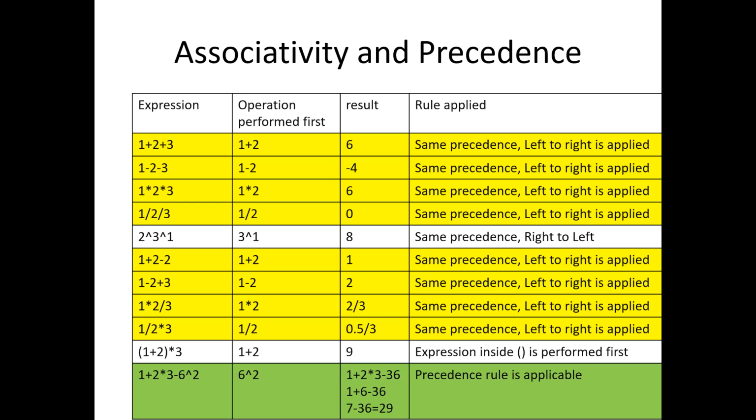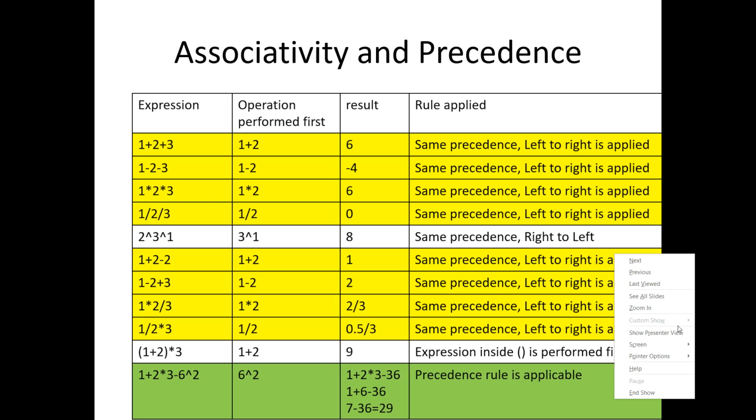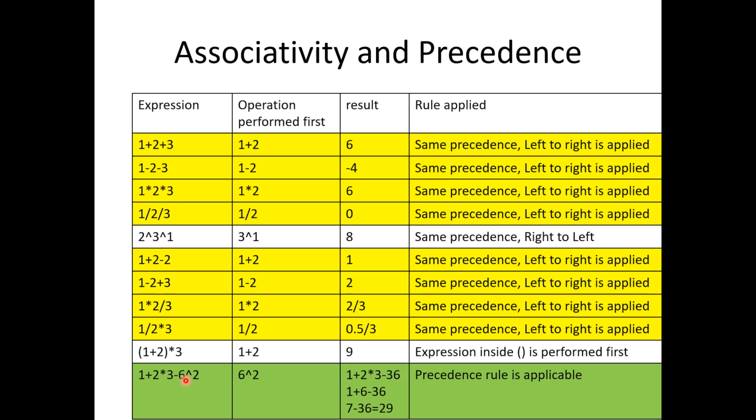In the last example, 1 plus 1 plus 2 into 3 minus 6 power 2. Here there are 4 symbols but of different precedence. As we have seen in the previous chart, hierarchy of operations, the exponentiation has the highest precedence. Here associativity is not applicable. You cannot consider that because first is the precedence. If precedence is the same, then you go for associativity.